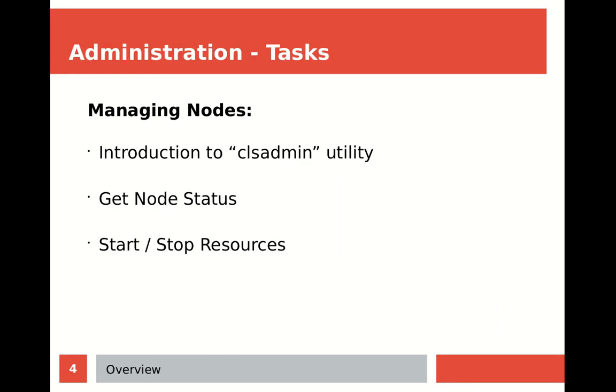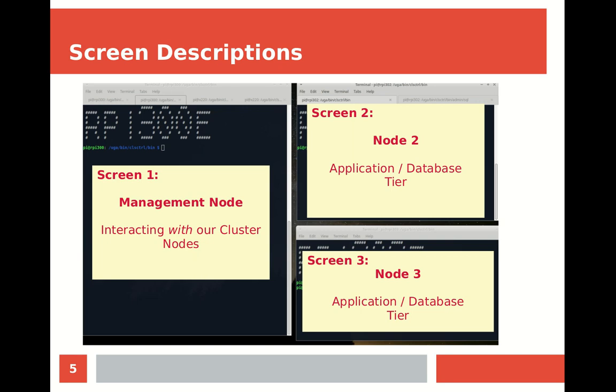So today we're going to look at administration tasks using the clsadmin utility. It helps us to manage all the nodes. We'll get some node status and we'll stop and start some resources. So in the presentation you'll see 3 screens. First screen will be a management node. That's what we're using to interact with our clusters. And then we'll see application nodes 2 and 3. These are the downstream middle tier servers running our database and applications that we just talked about.